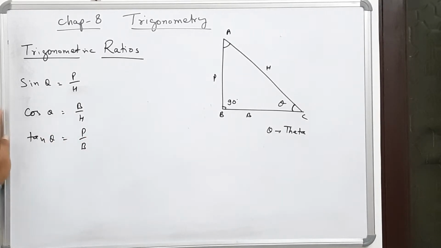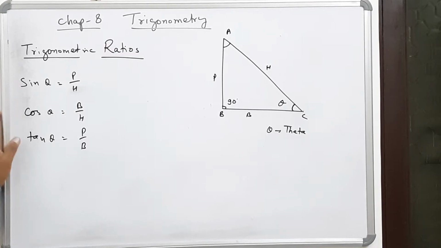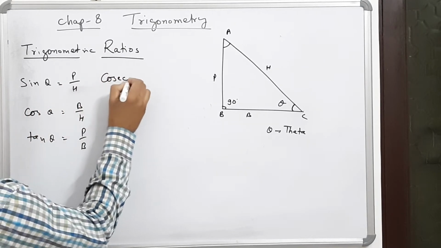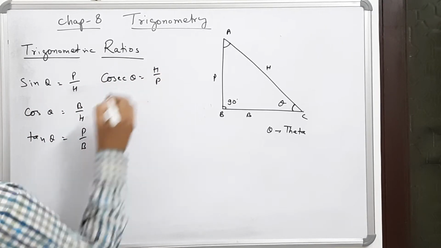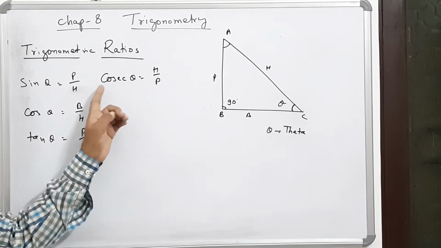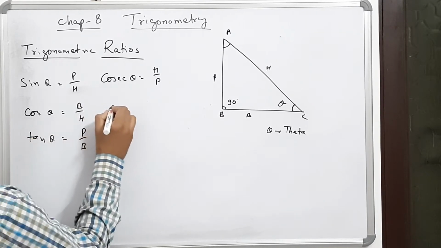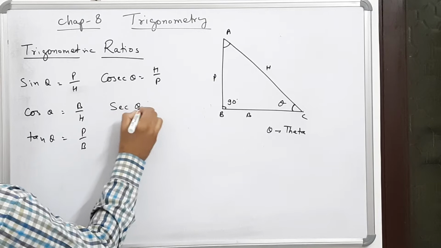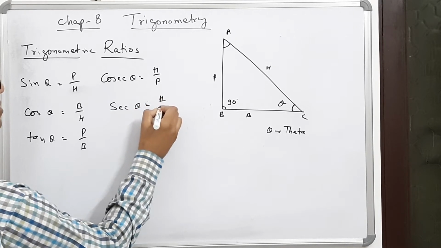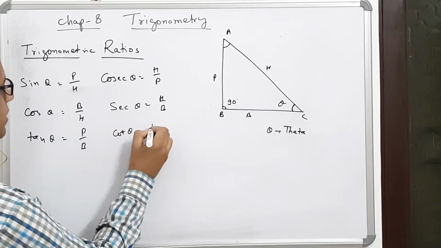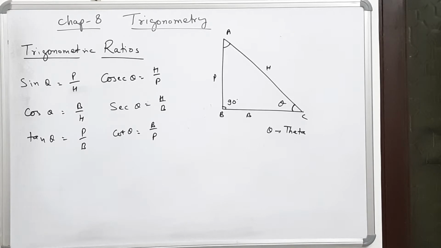So these are three trigonometrical ratios: sine theta, cos theta, tan theta, and their reciprocals. The reciprocal of sine theta is cosec theta, that is H upon P. The full form of this is cosecant of theta, but we don't say that, we say cosec theta. The inverse of cos theta is sec theta, that is H upon B. The inverse of tan theta is cot theta, that is B upon P. So the first important part is that you must know all these trigonometrical ratios.